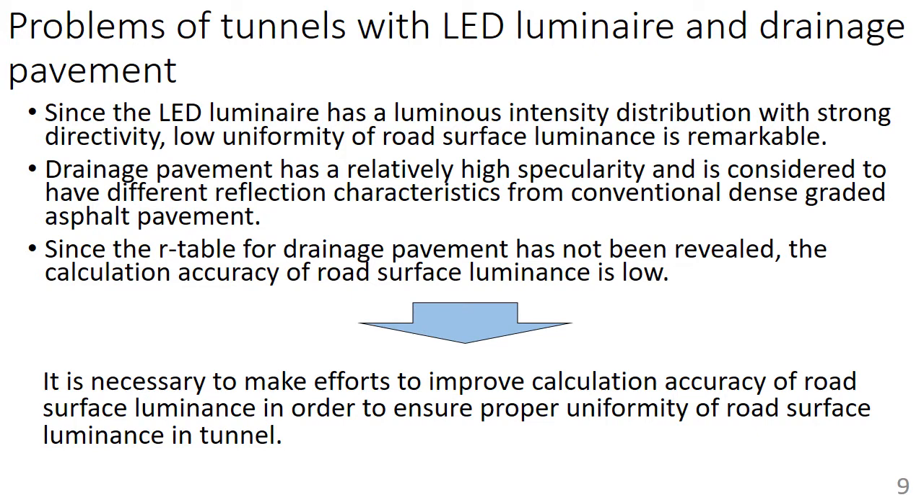The factors that cause uneven luminance on the road surface are as follows. Since the LED luminaire has a luminous intensity distribution with strong directivity, low uniformity of road surface luminance is remarkable. Drainage pavement has a relatively high specularity and is considered to have different reflection characteristics from conventional dense graded asphalt pavement. Since the R table for drainage pavement has not been reviewed, the calculation accuracy of road surface luminance is low. It is necessary to make efforts to improve calculation accuracy of road surface luminance in order to ensure proper uniformity of road surface luminance in tunnels.